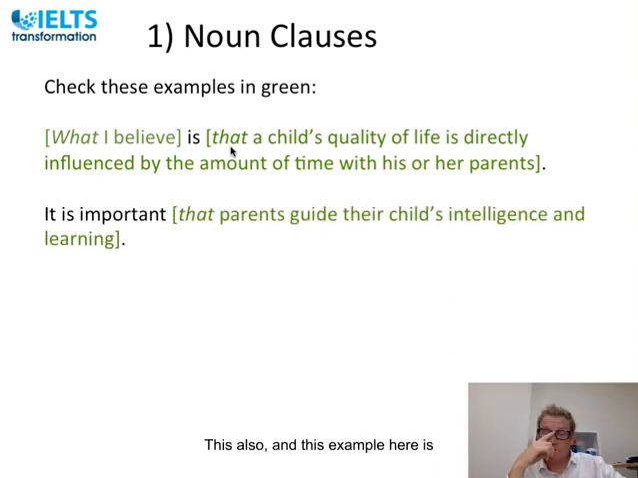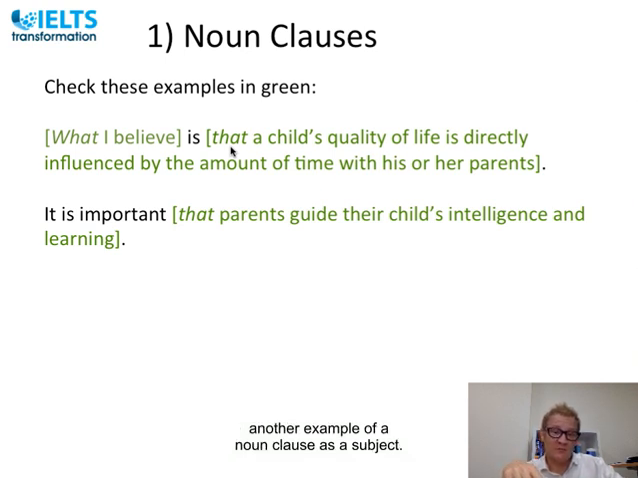This example here is another example of a noun clause as a subject. It is important that parents guide their child's intelligence and learning. So it is not really the subject, it's what we call a fake or a dummy subject. So actually the subject is that parents guide their child's intelligence and learning is important.